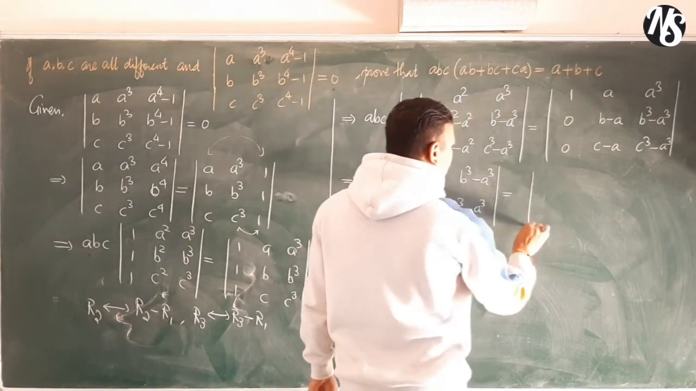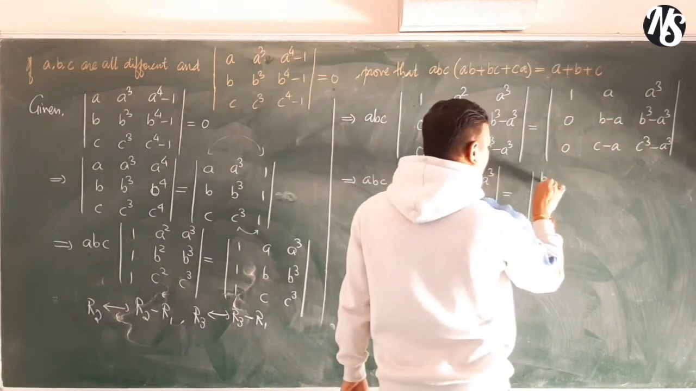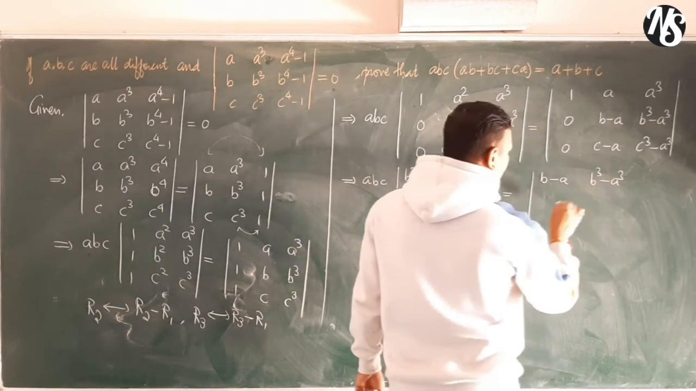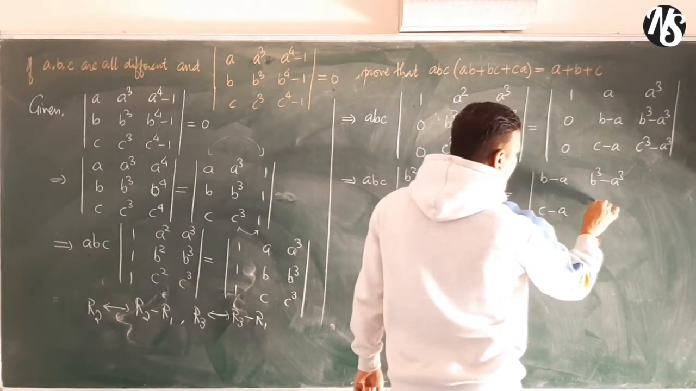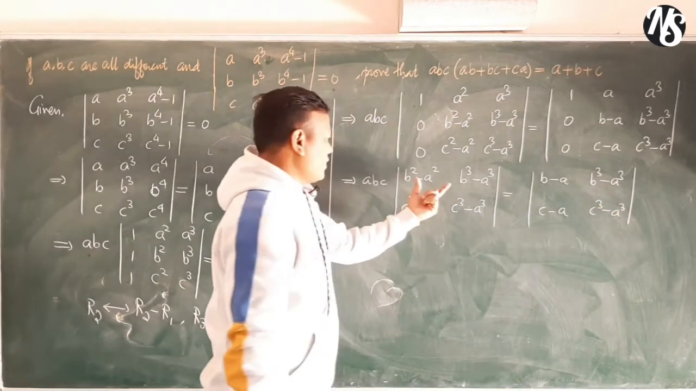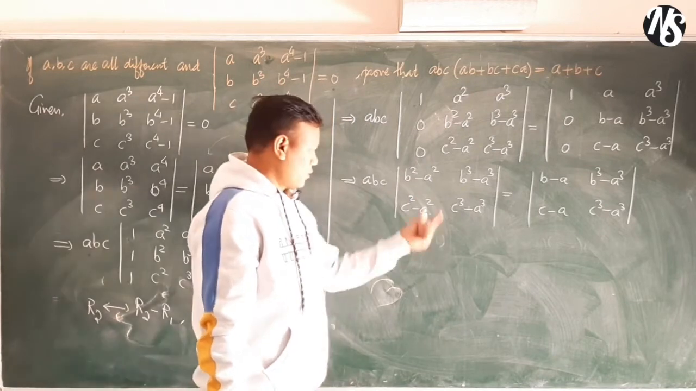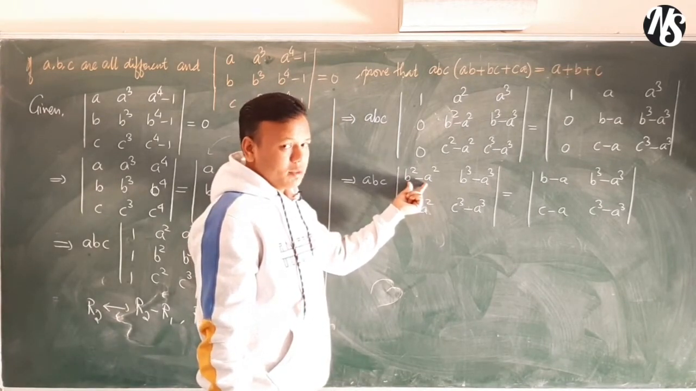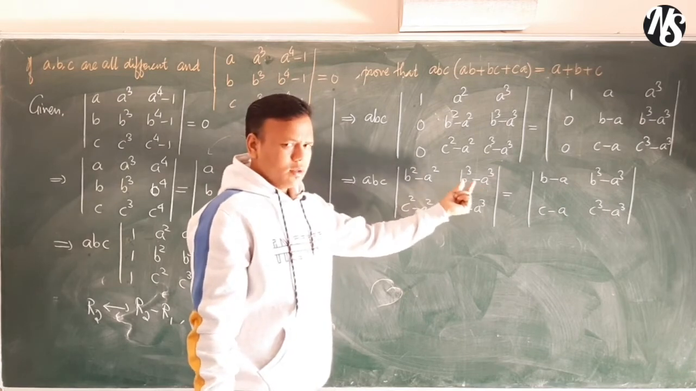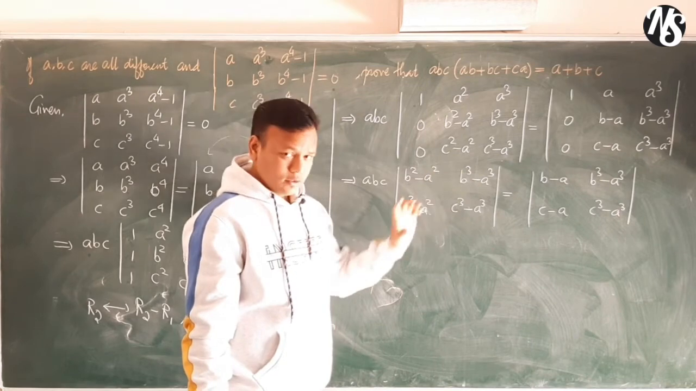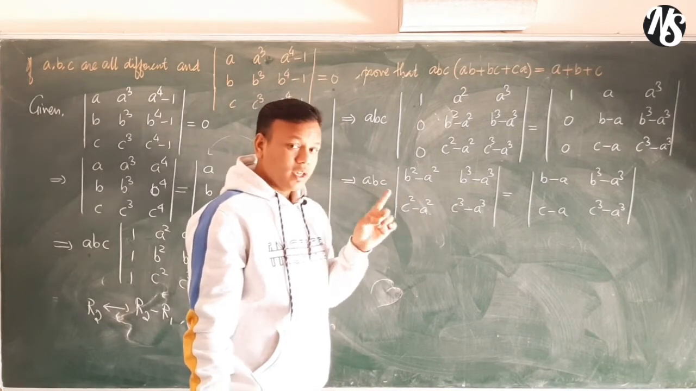Similarly, you can write here 1 into this determinant: b minus a, b cube minus a cube, c minus a, c cube minus a cube. Now, is there anything common here? You know the formula, right? So b square minus a square is b minus a into b plus a. b cube minus a cube is b minus a into b square plus ba plus a square. I am applying the formula for a cube minus b cube.